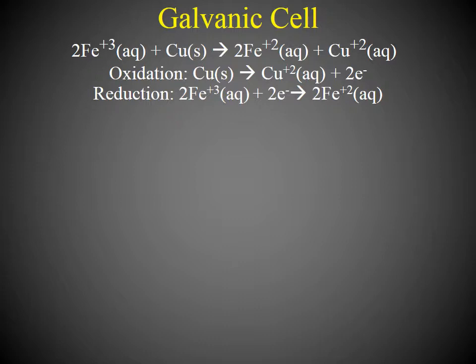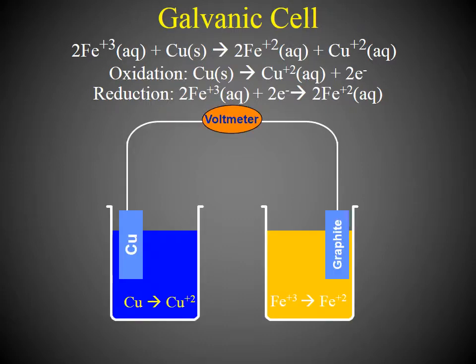So if we were to separate the oxidizing and reducing agents in two separate vessels, here is what it would look like. On the left side, I have a metal bar of copper immersed in solution, and as soon as the reaction starts, the copper metal is going to become copper 2 ions. On the right side, what I have in solution is iron 3, and that would be going to iron 2.